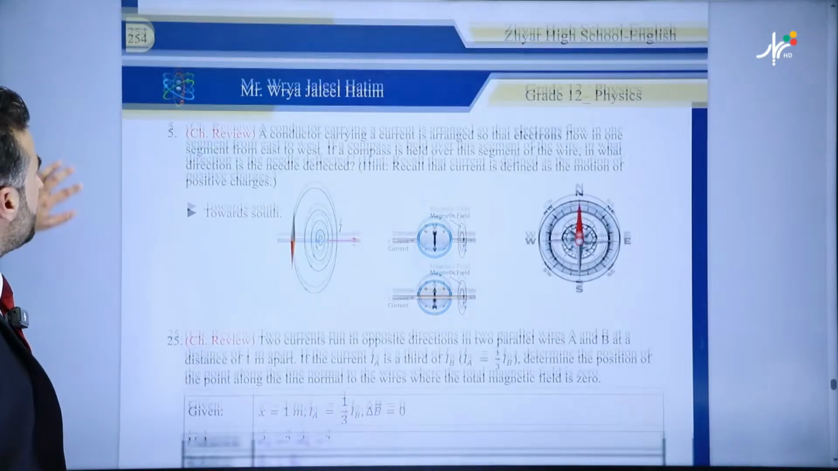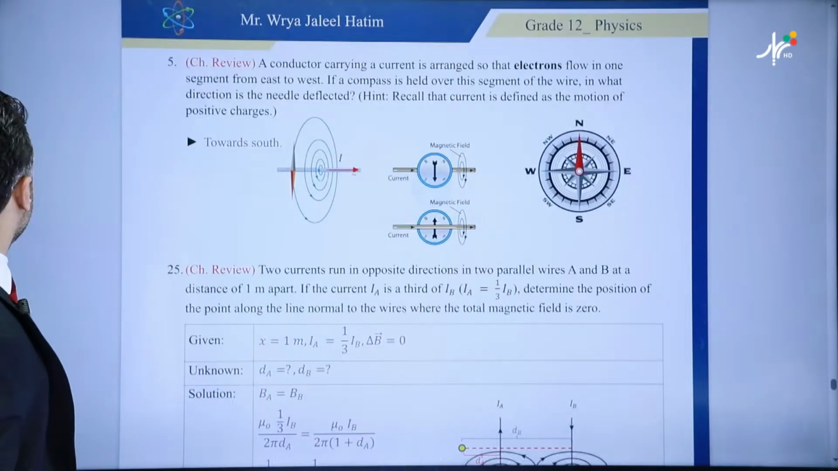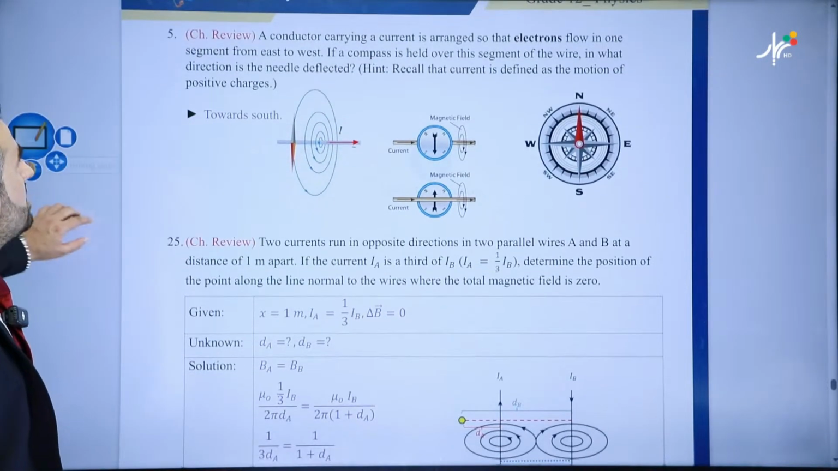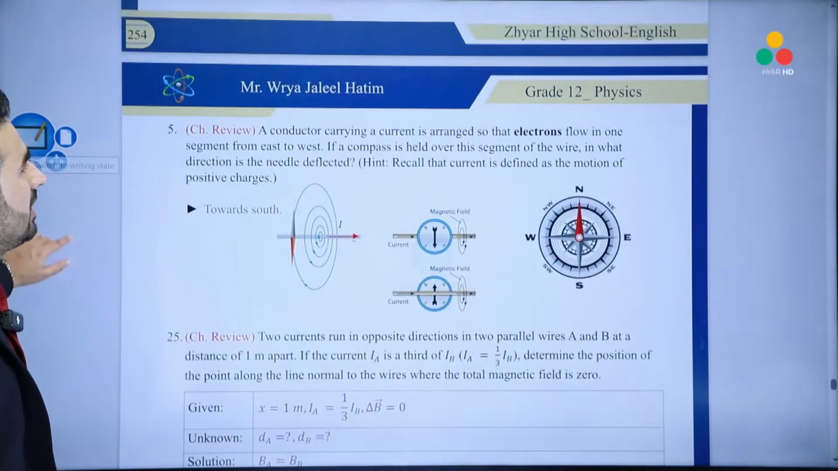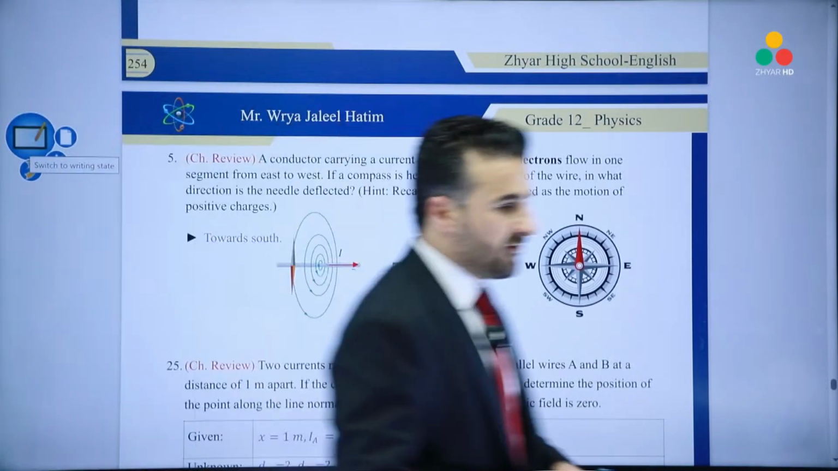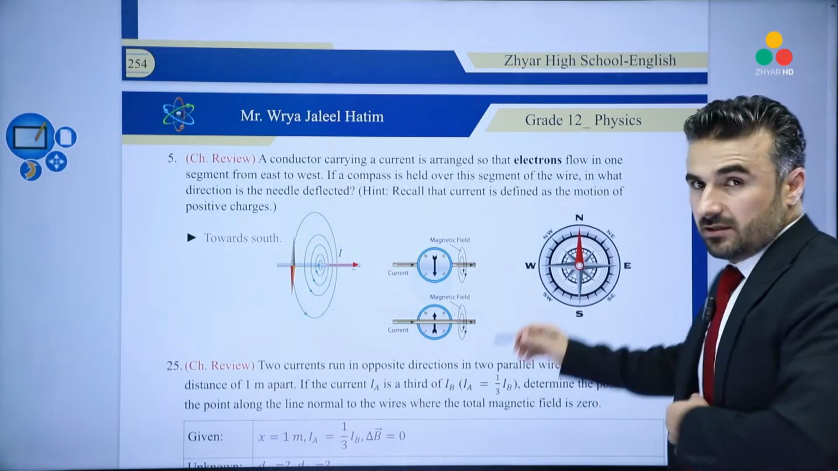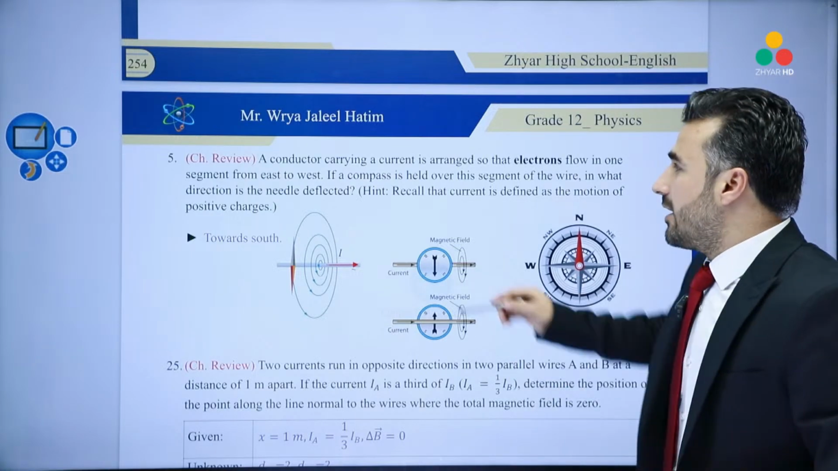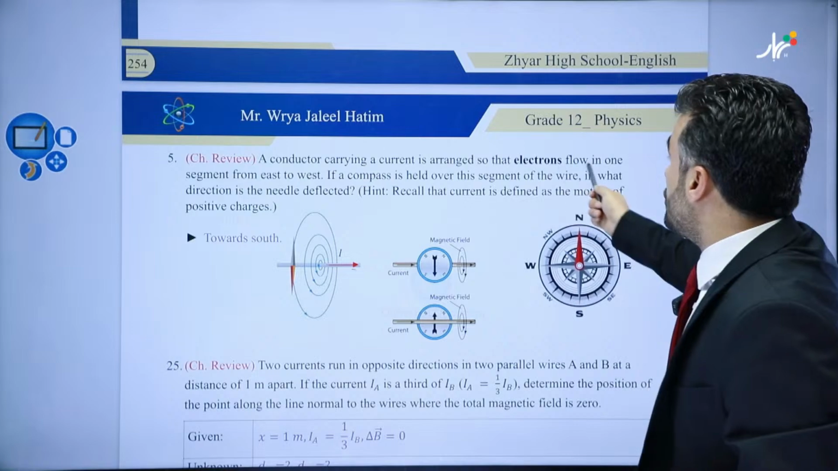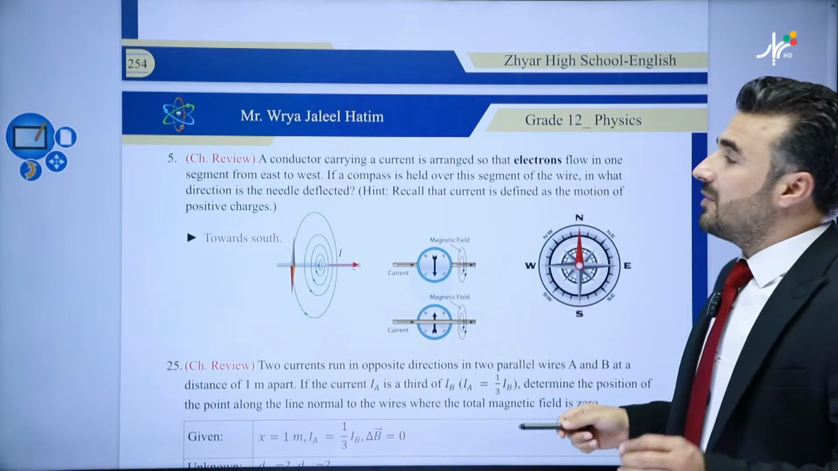Okay, so moving next, take a look at this question here. This one is also very interesting. Okay, what does it say? It says a conductor carrying a current is arranged so that electrons flow in one segment from east to west. Of course, this can be done 2 different ways.